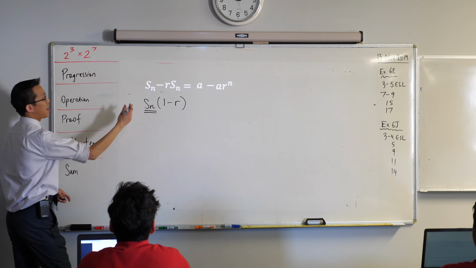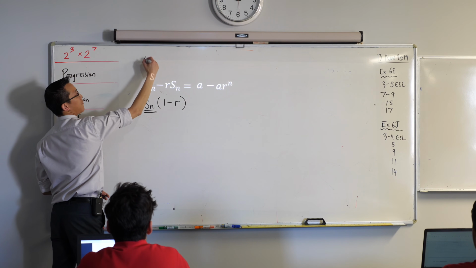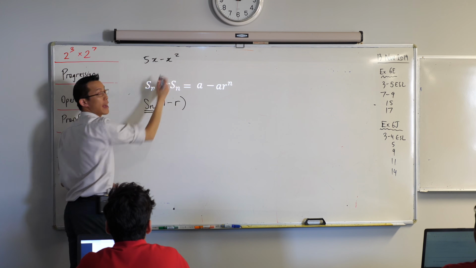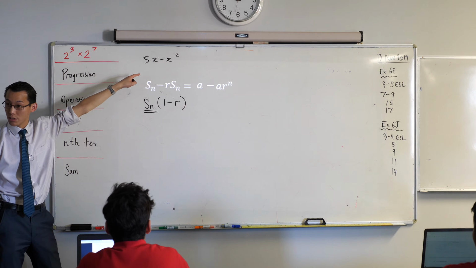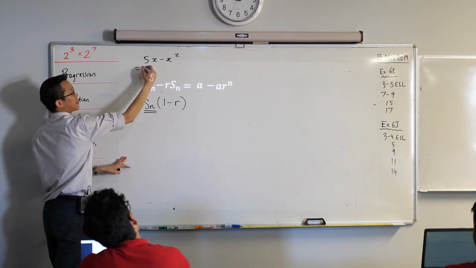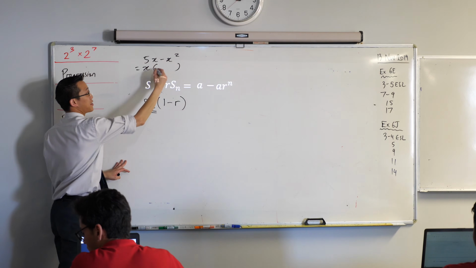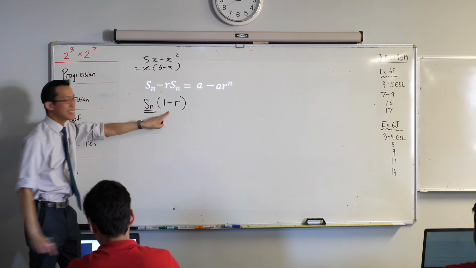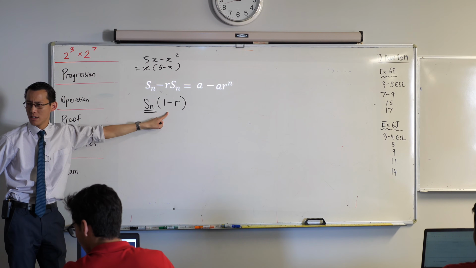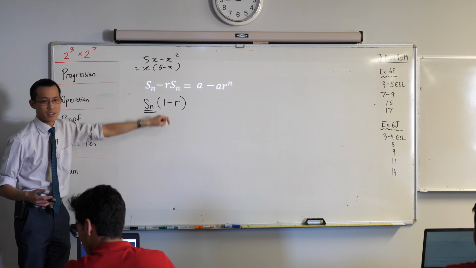In a similar way to how you might factorize, say, if I had 5x minus x squared, you could factorize an x out of that, couldn't you? Right? So you'd write that as x outside of 5 minus x. You divided each of those. And that's exactly what I've done here. Is that okay? It's just a bit messier because I've got all these letters flying around.